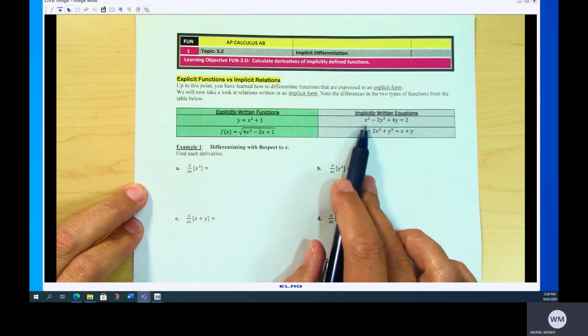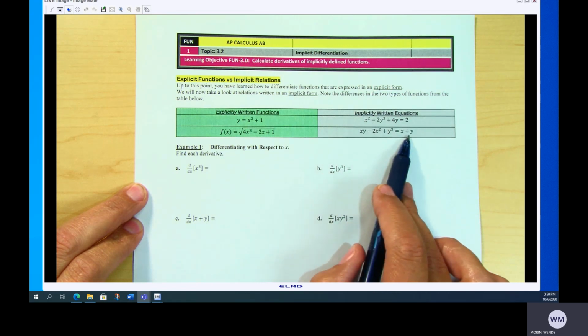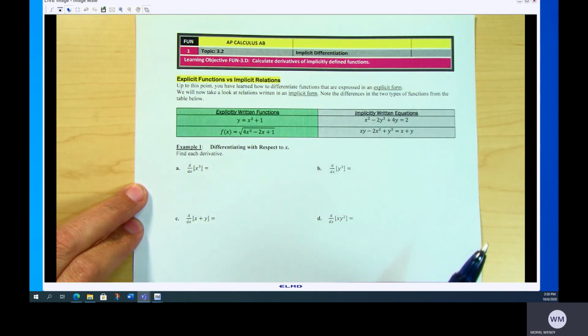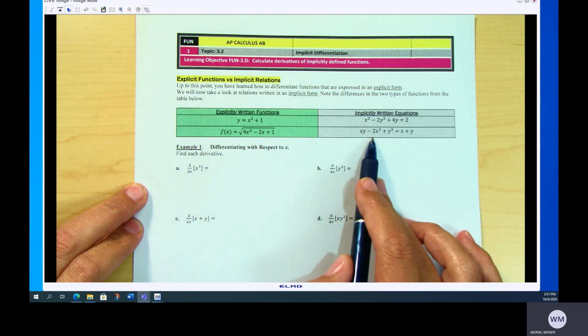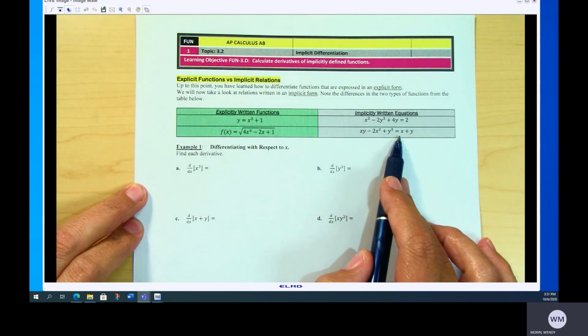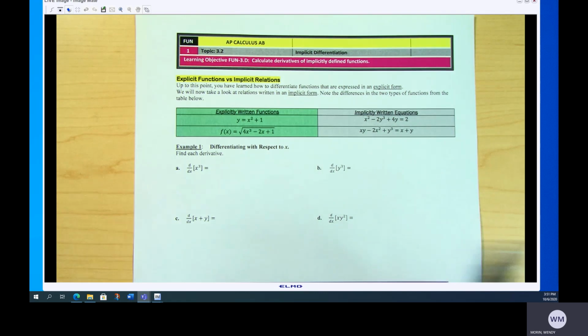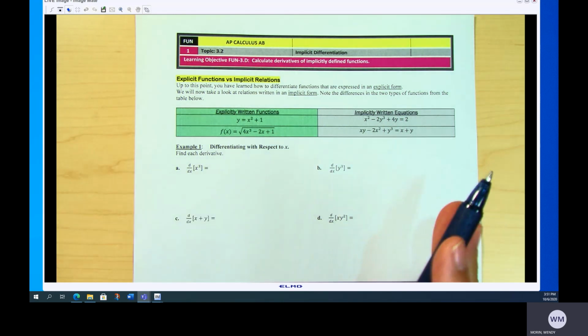Now, these aren't very easy to get y by itself, and some of them are impossible to get y by itself. So these are implicit equations. So we need to learn how to do implicit differentiation. And it kind of goes along with the chain rule that we've already learned. So let's just go through a couple of these. Okay, let's go through all of them actually.